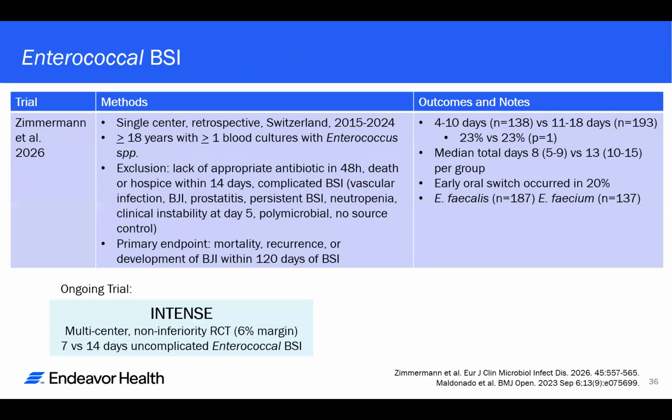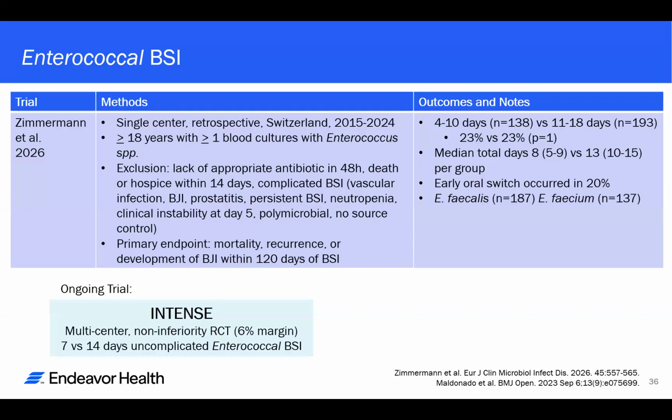And then finally, for Enterococcus, Zimmerman and colleagues in Switzerland, they looked at patients with blood cultures with Enterococcus with a primary endpoint of mortality, recurrence, or development of a bone and joint infection within 120 days of the bloodstream infection. They looked here at a short course of 4 to 10 days versus a longer course of 11 to 18 days, found no difference there. The median total days in the groups was 8 versus 13 in the intention to treat group. And they had early oral switch in about 20% of the patients, but they don't give us much information about the particular agents used. And then just as a breakdown, we had about 187 E.